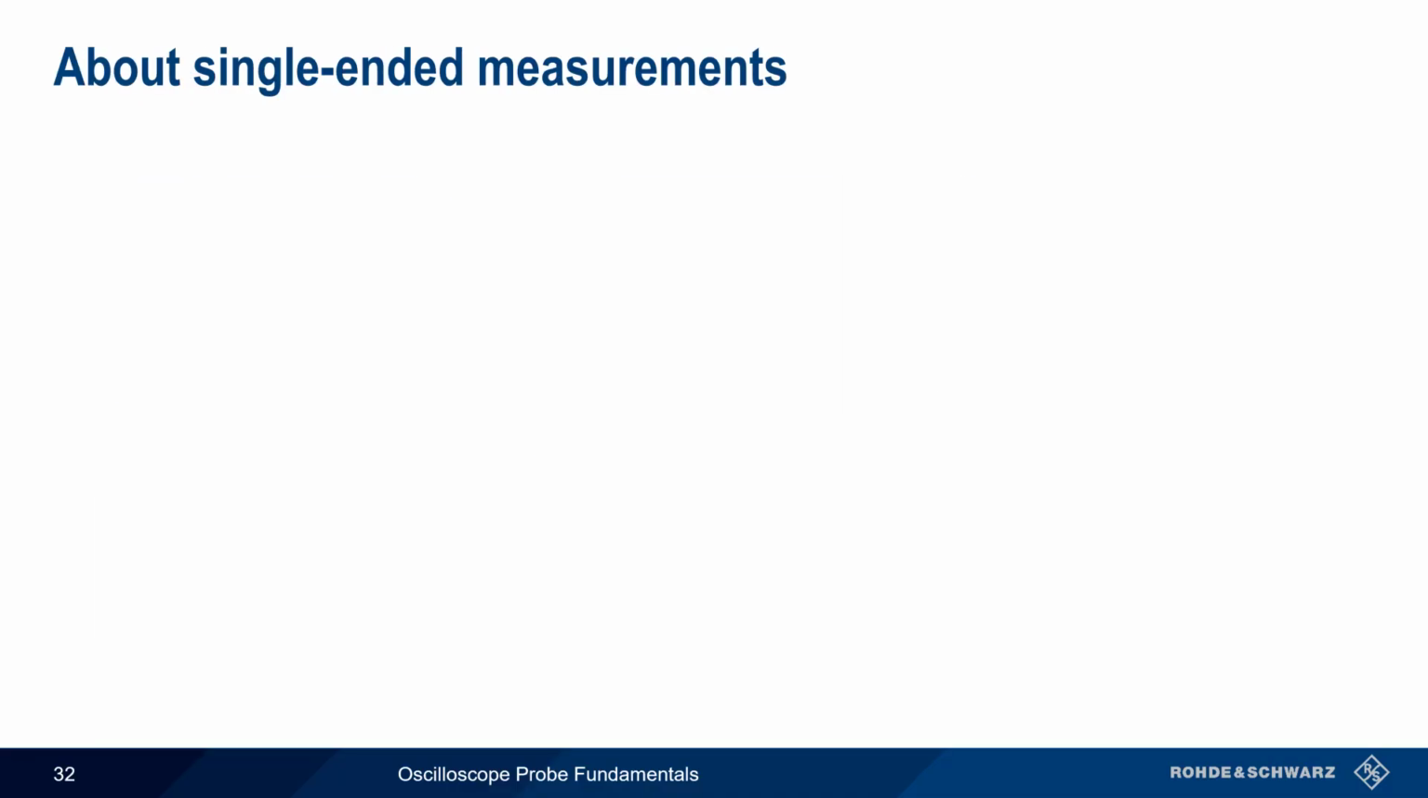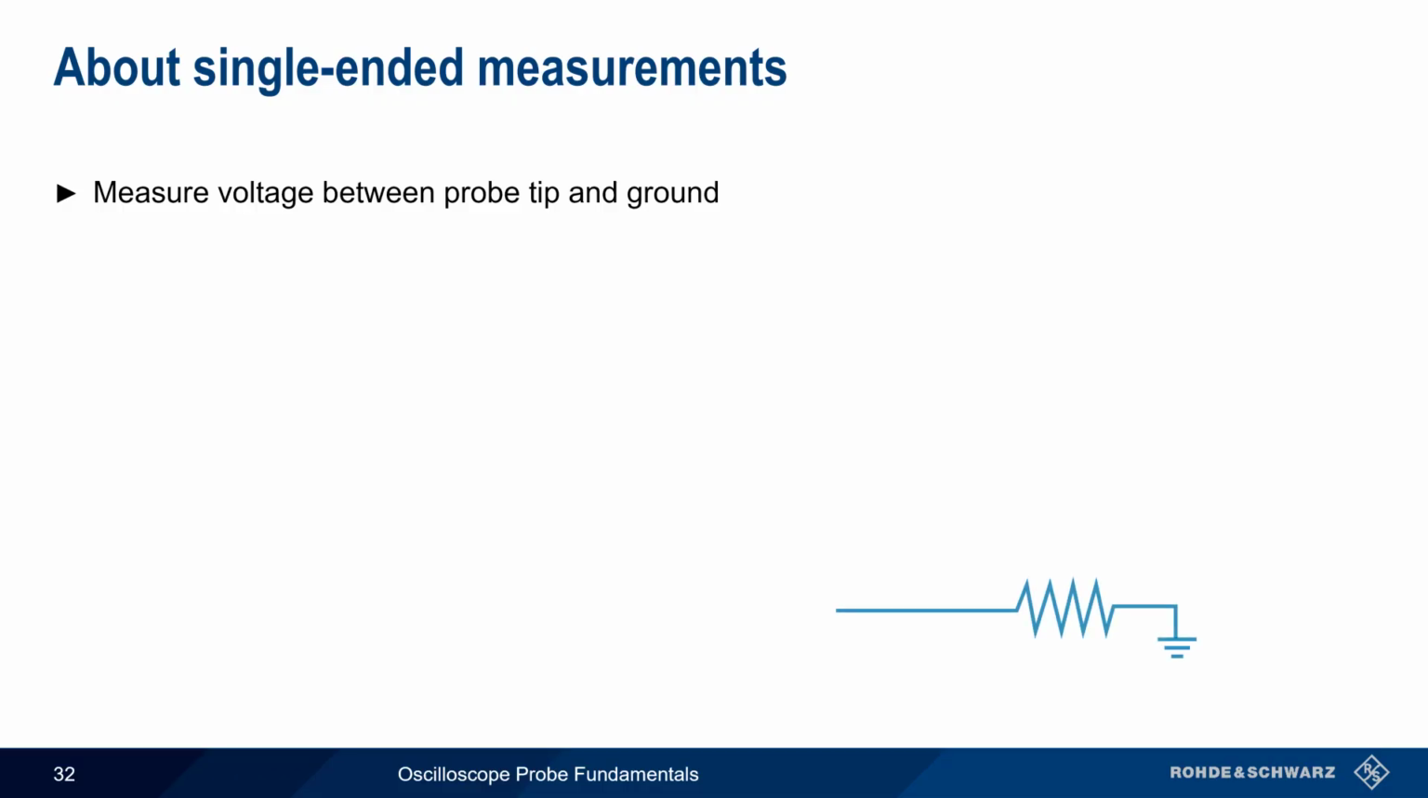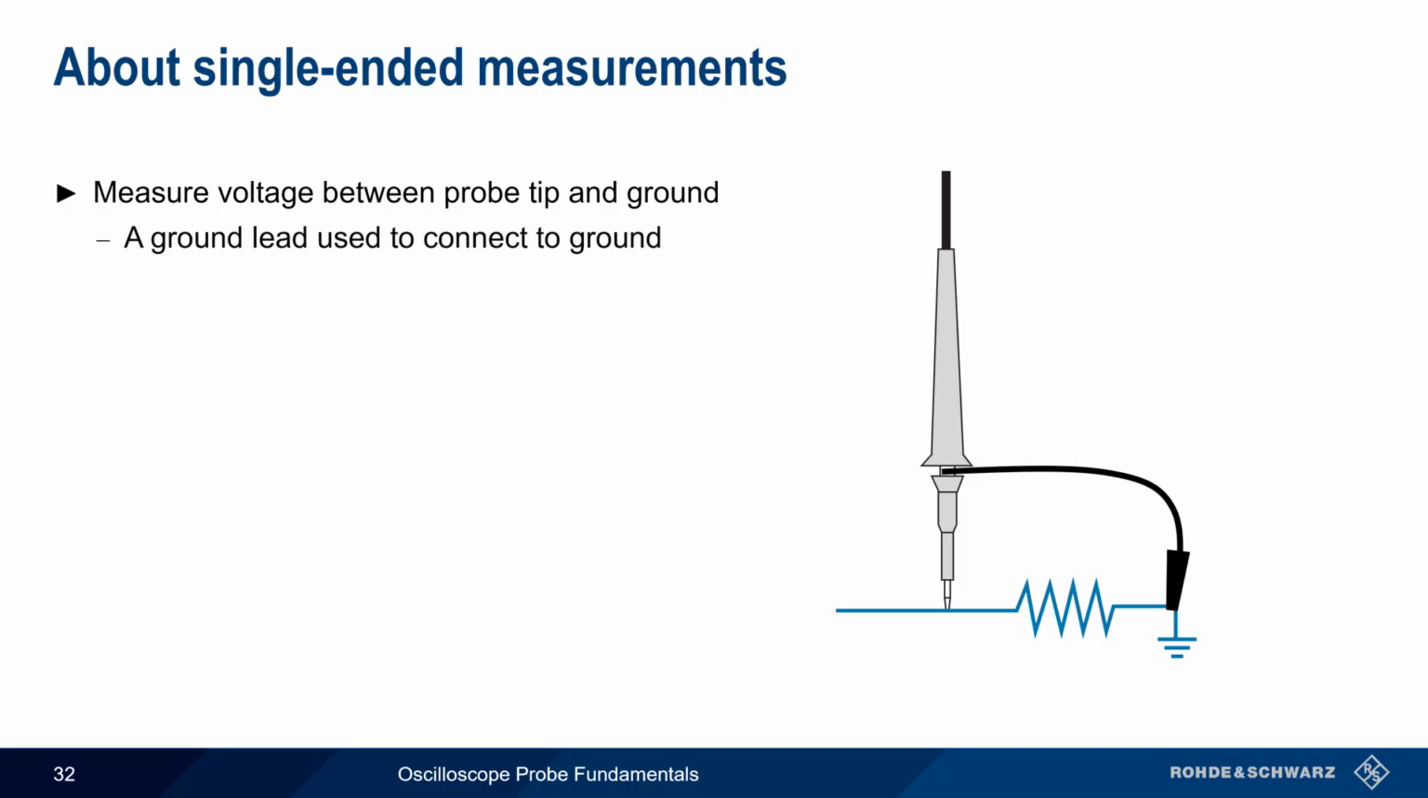To understand differential probes, we need to review what we mean by a single-ended measurement. Recall that standard passive probes commonly used with oscilloscopes are single-ended, in that they measure voltage between the probe tip and ground. As we saw in the section on passive probes, a special ground lead is used for this ground connection. This is commonly a wire with an attached alligator-style clip.